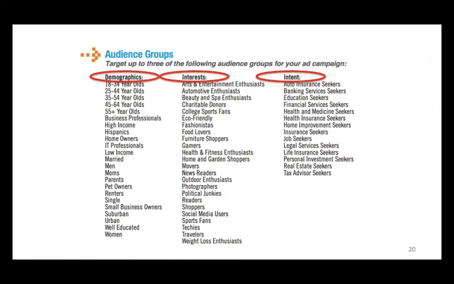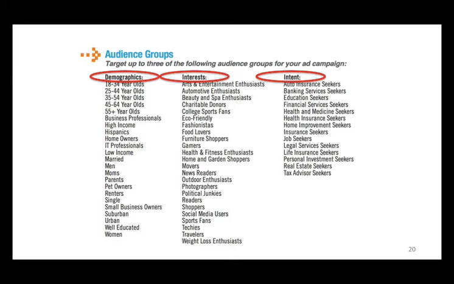Now look over here at the interests: arts and entertainment enthusiasts, automotive enthusiasts, beauty and spa, charitable donors, college sports fans, eco-friendly, food lovers, furniture shoppers, gamers, movers, newsreaders, outdoor enthusiasts, photographers, political junkies, shoppers, sports fans, techies, travelers, weight loss. Again, I'm sure you can see how you can target your advertising to reach a real specific audience that's going to be a good fit for you.